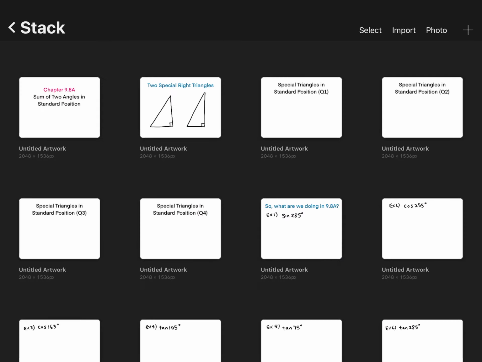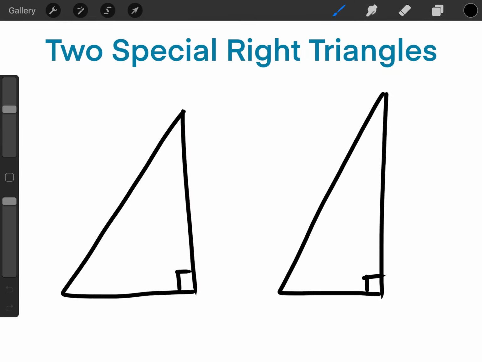Okay, chapter 9.8. The title of the chapter is called Using the Sum or Difference Formula. I looked over it, and it's kind of difficult, so I was thinking of breaking this chapter down into a couple of parts. Today we're going to talk about 9.8a. I'm going to quickly ask you guys to do something really simple, just to find the sum of two angles in standard positions. So let's get started.